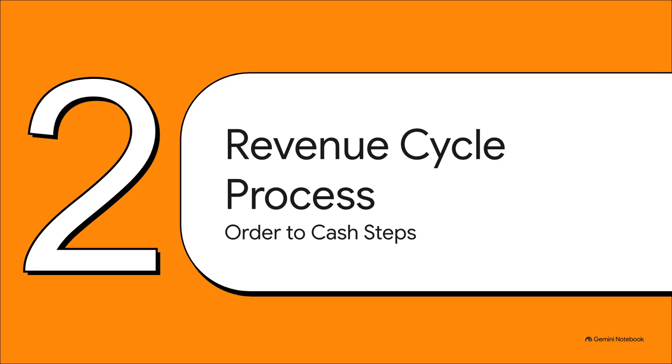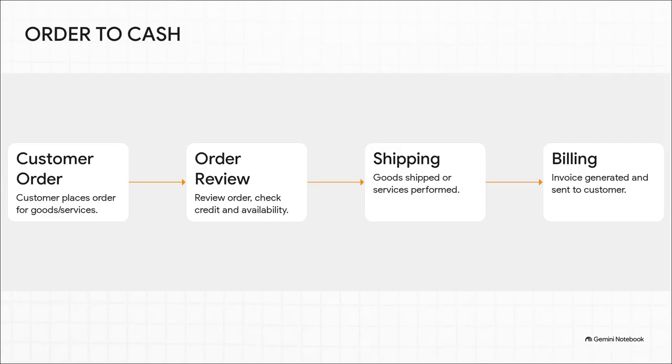We're moving out of the theory and diving into the actual physical mechanics and step-by-step flow of the cycle itself. Let's walk through a classic order-to-cash sequence, starting with the first 4 steps. Step 1 is the customer order. The customer actually places an order for goods or services. Step 2 is the order review, where we check the order against credit limits and availability. Step 3 is shipping or service delivery. The goods go out or the service is done. And Step 4 is billing, where an invoice is generated and sent over to the customer.